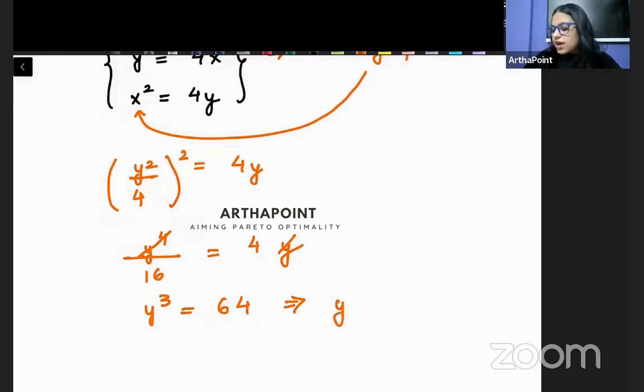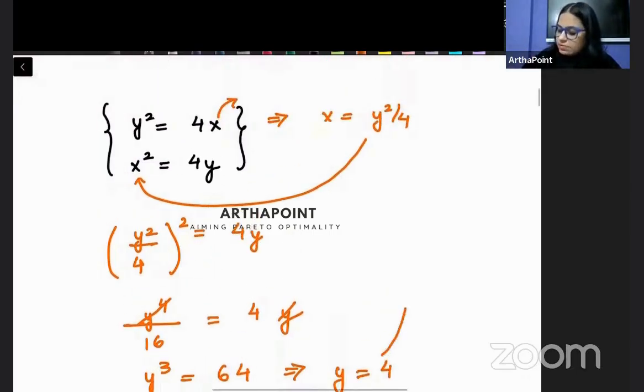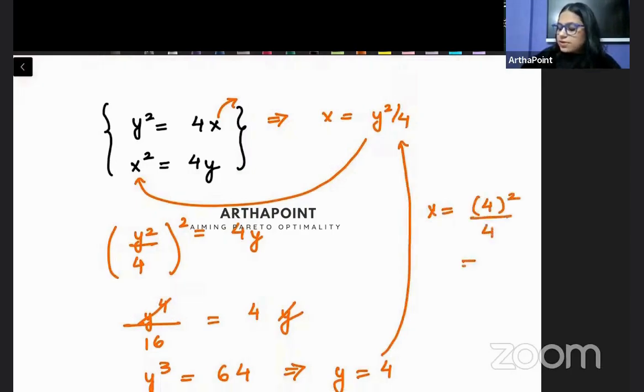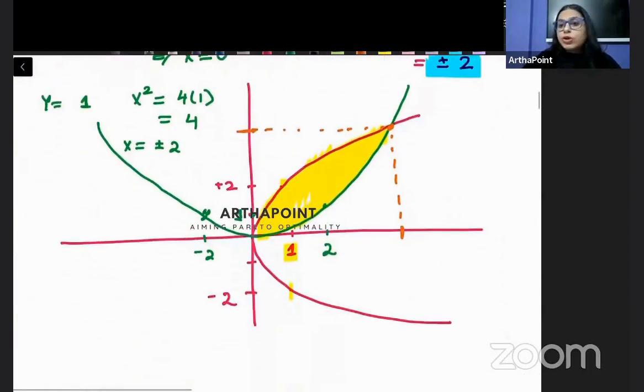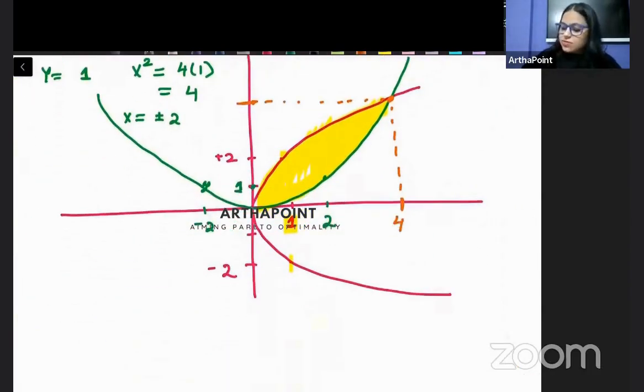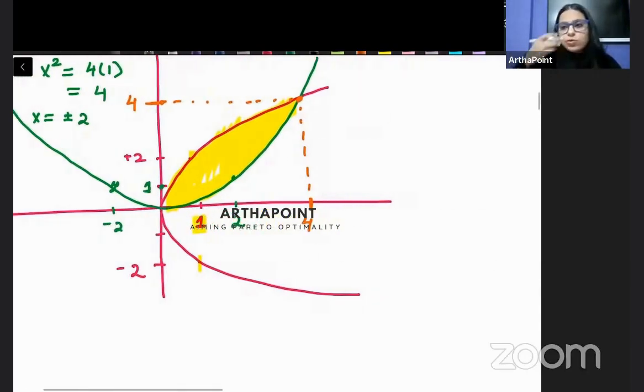तो माने मेरा जो y हो जाएगा वो हो जाएगा 4. And if my y will be 4, I can just plug that value here. So my x will be 4 whole square divided by 4. It means 4. So I have found out the point of intersection that x is 4 and y is also 4. ये intersection point मेरे को निकालना जरूरी है. Only then I can find the area under the curve. Clear हुई बात?